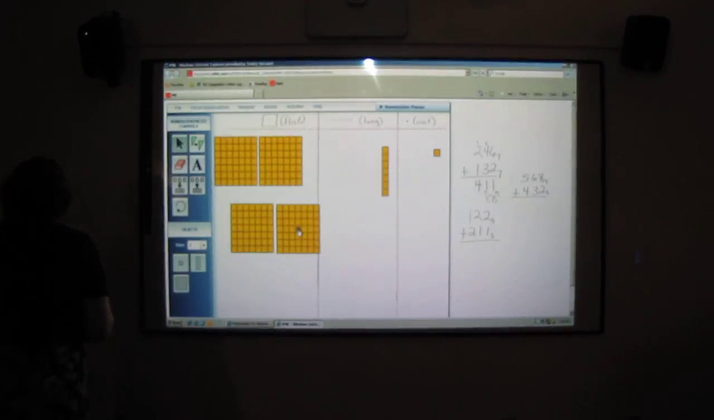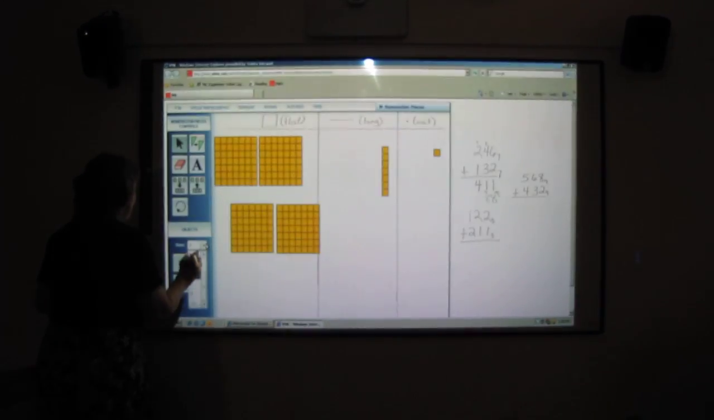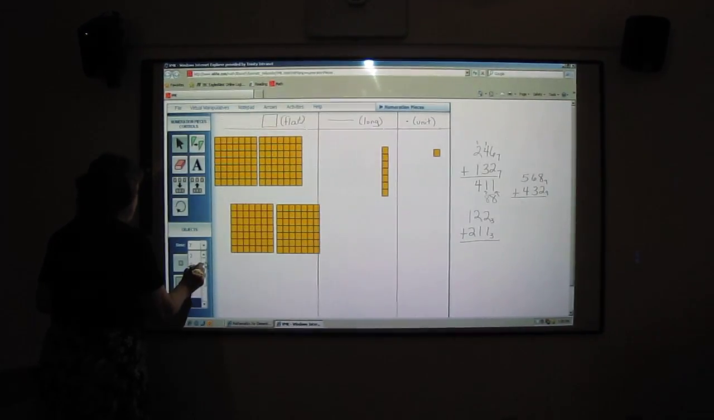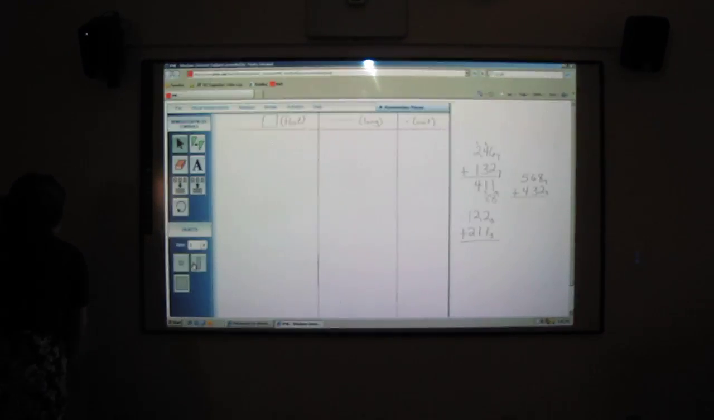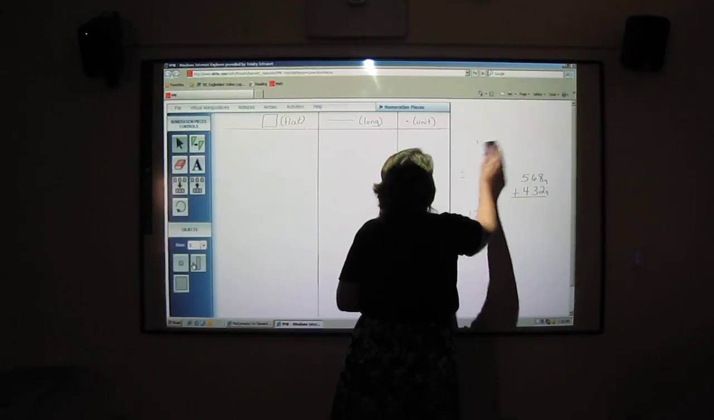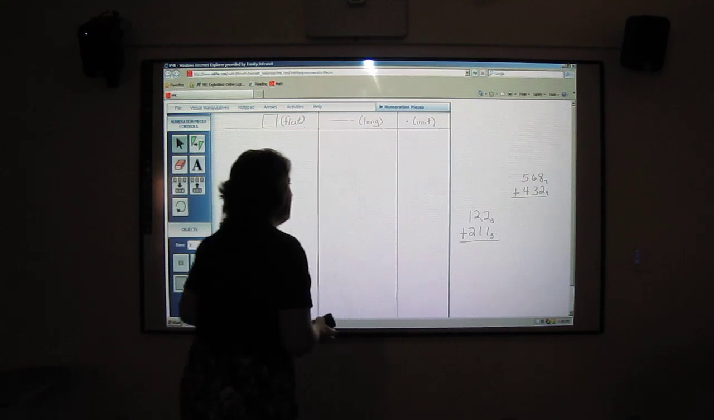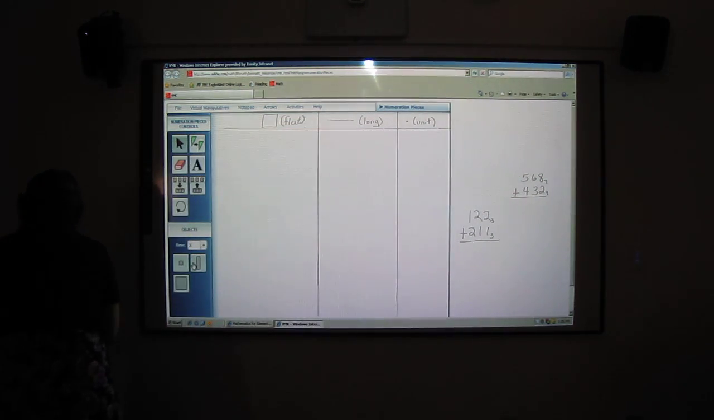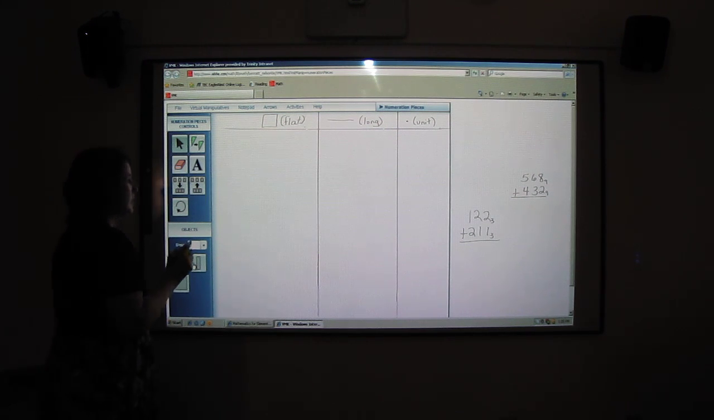Let's try it with a different base, just to make life interesting. Let's try it with base 3. We haven't looked at those yet. So let me erase this problem so that it doesn't confuse. We're down here on this one. The problem is 122 base 3 plus 211 base 3.